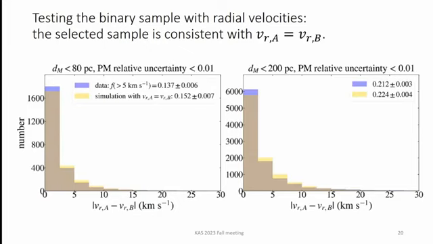Okay, this is a Monte Carlo test. So the sample I select, whether it is a true binary sample. So I did the test with the radial velocities. If they are true binaries, then radial velocities must agree within uncertainties, and this test shows that it is really this. Okay.